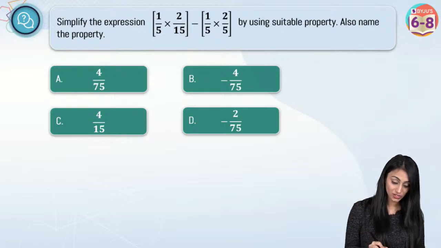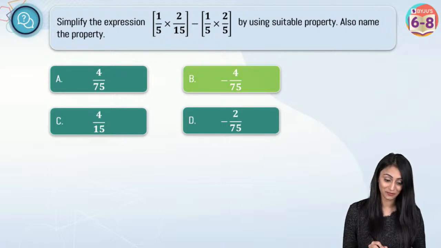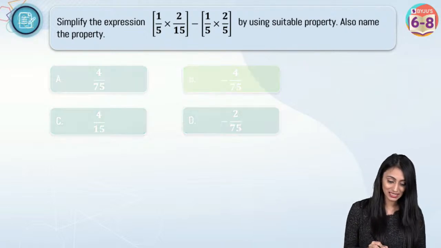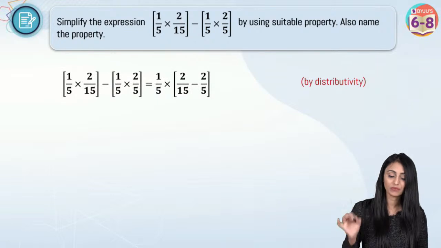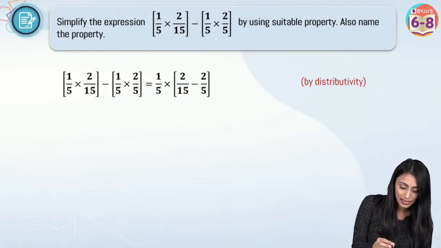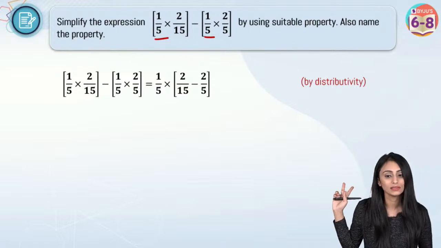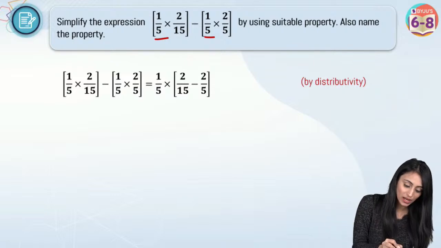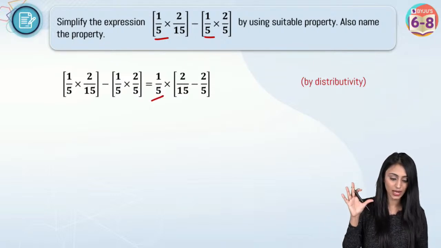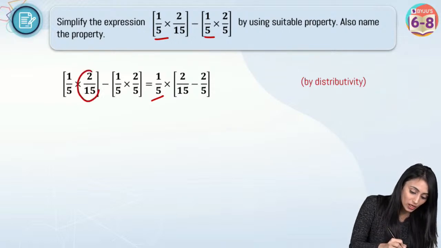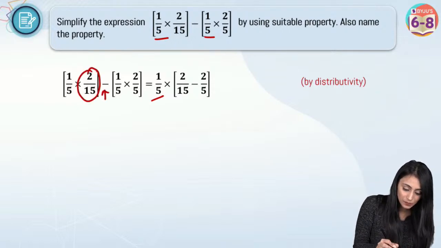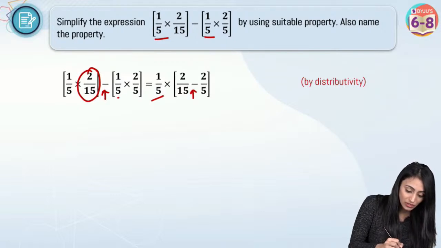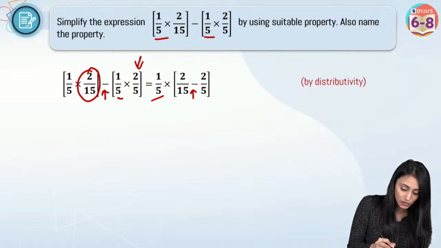Okay, let's check the answer. The right answer for this question is B, minus 4 by 75. So you all were saying A or D. Nobody said B. Let's quickly take a look at the solution. This is what we are given. I can see that 1 by 5 is common in both these brackets. So we will take 1 by 5 outside. In the bracket we have 2 by 15, this minus sign will remain as it is, and here we have 2 by 5.